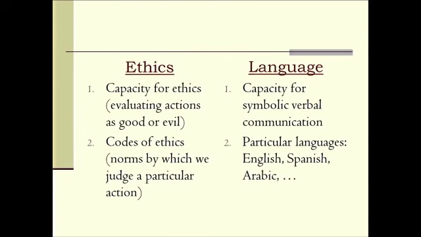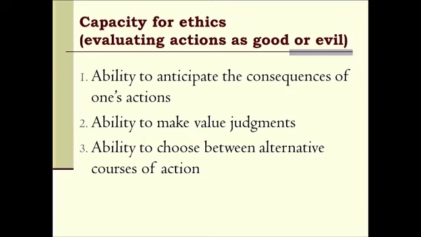This distinction, I think, is obvious, but sometimes I make this comparison to make it clear what I mean. It's comparing it with language. It's clear that the capacity for symbolic verbal communication is very different from the language we speak. I'm going to argue that the capacity for ethics, being ethical beings, is very different from the codes of ethics. So why are we ethical beings, why do we evaluate some actions as good and others as evil? I believe it is because we have these three attributes, which are distinctively human and which necessarily imply that we are going to judge our actions as right or wrong.